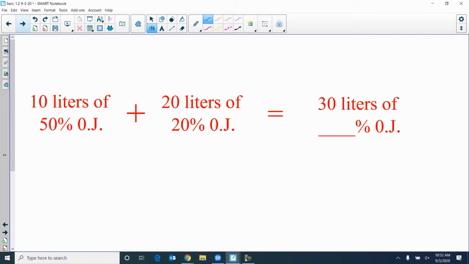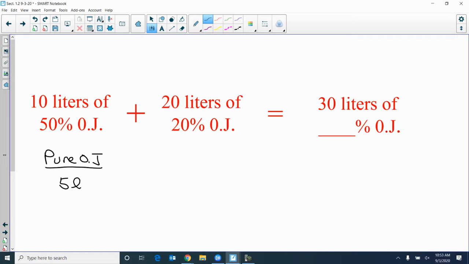Figure out how much pure orange juice you have in each one. So if I got 10 liters of 50%, how much pure OJ do I have? Okay, I'm going to make sure I'm making sense here. Mackenzie Ward, how much pure orange juice would I have? 5 liters? 5 liters, just 10 times 0.5. Yep, so pure OJ, I got 5 liters.